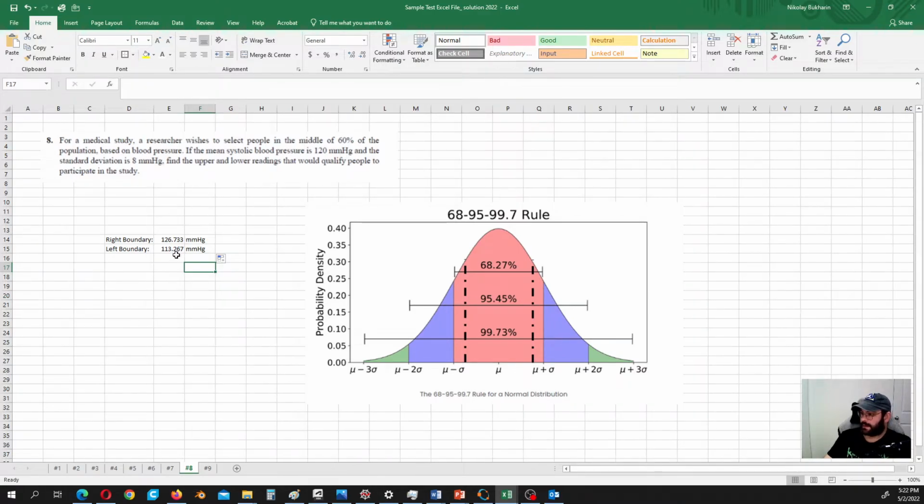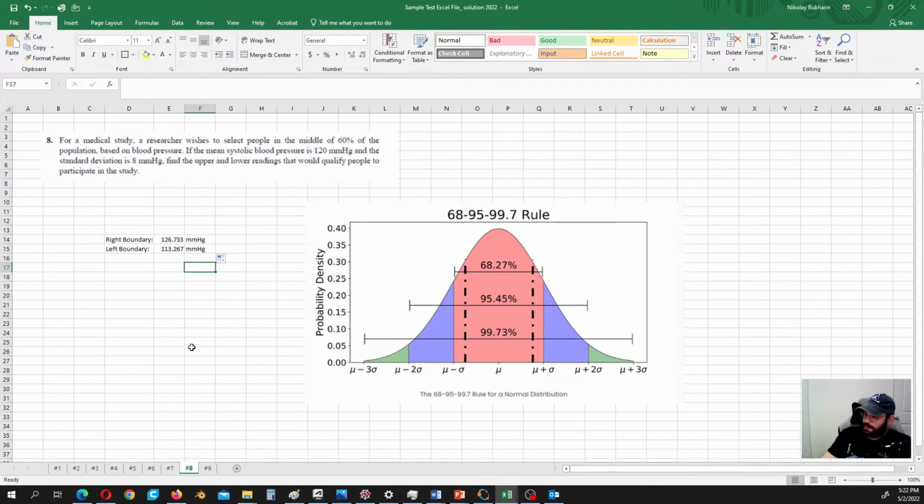So that's it. It means he needs to select people with the pressure in between 113.267 millimeters of mercury up to 126.733 millimeters of mercury. That's it. Something similar is going to be on the midterm exam. So you need to understand how the normal distribution, normal standard distribution, and inverted functions work.